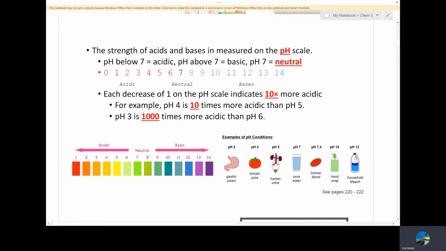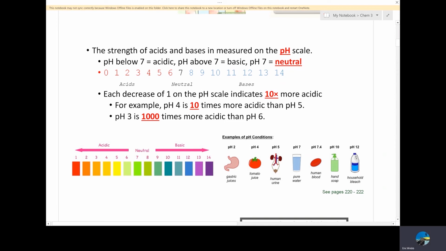And the pH scale is not a linear scale. It's actually a logarithmic scale. This means that every step on the pH scale doesn't mean you're doubling the strength of the acid. It means you're increasing the strength by 10 times. So if you go from a pH of 4 to a pH of 5, a pH of 4 is 10 times as acidic as a pH of 5.